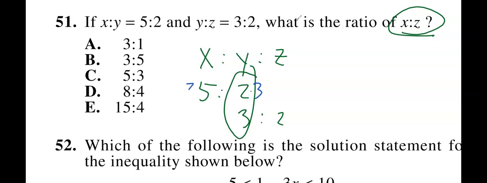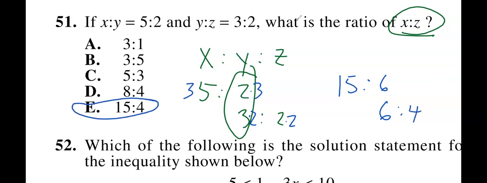Okay, so we're going to multiply that one by 3, which makes it 15 to 6. And the other one would be multiplied by 2, and you'd get 6 to 4. So 15 to 4 is what we're looking at. The x is 15 and the z is 4.